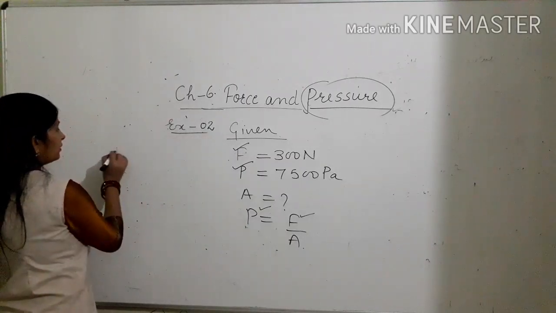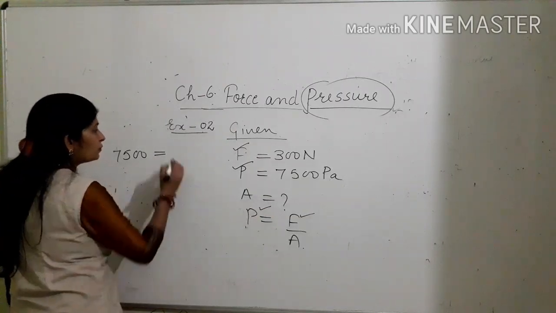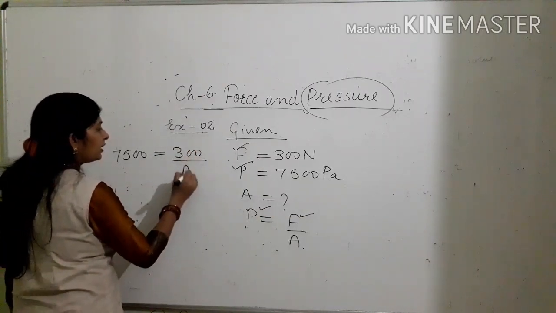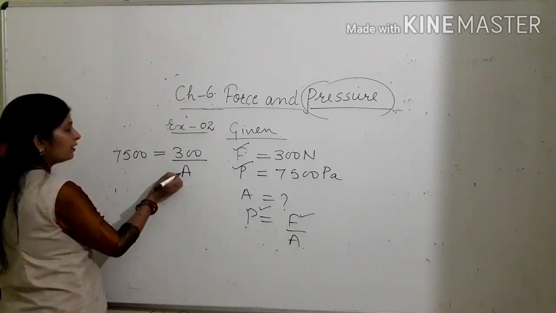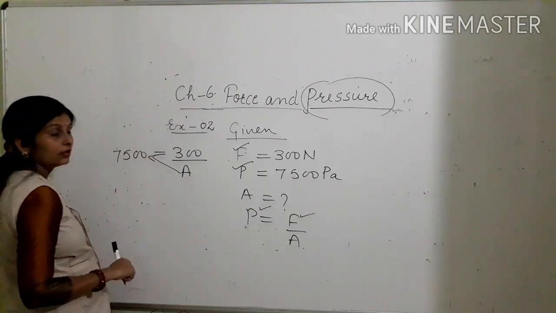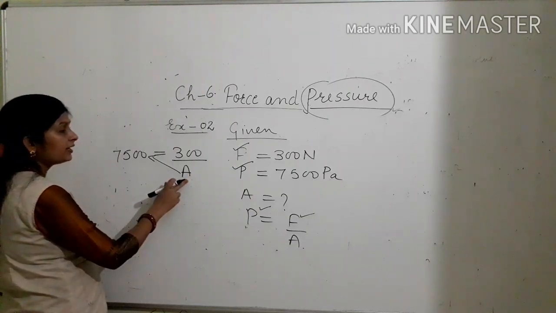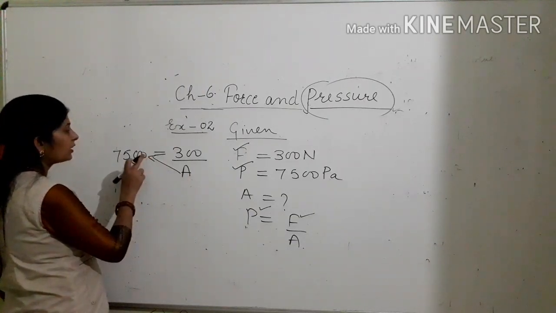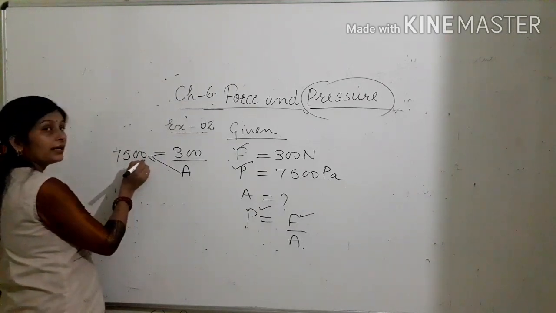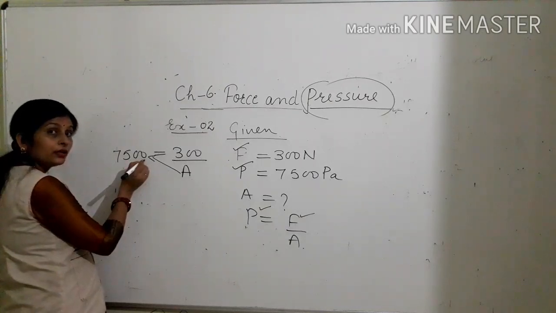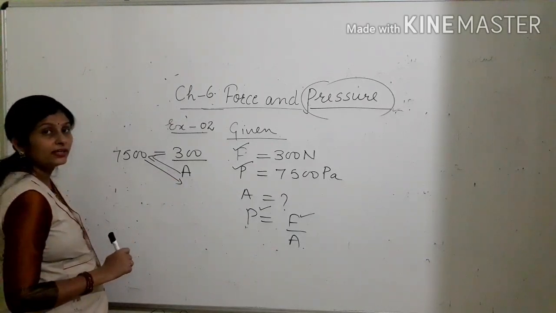In place of pressure, write 7500 is equal to, in place of force, 300 upon area, which we have to find. Now, transfer A from right to left. On the right side, it is in the denominator, so when it is transferred to the left side, it will come in the numerator. And 7500 on the left side is in the numerator, so when it is transferred to the right, it will be in the denominator.